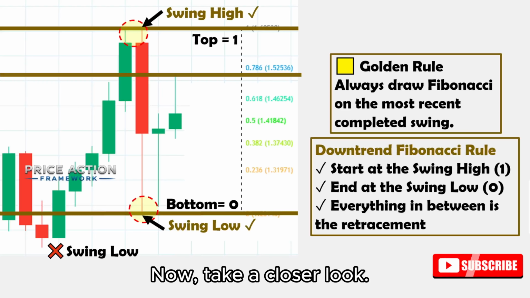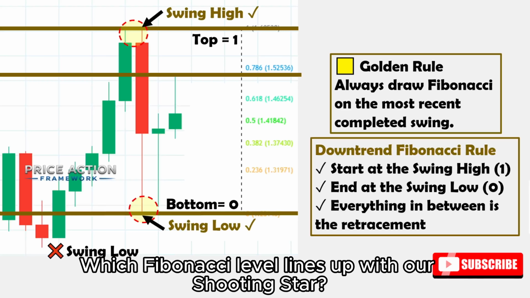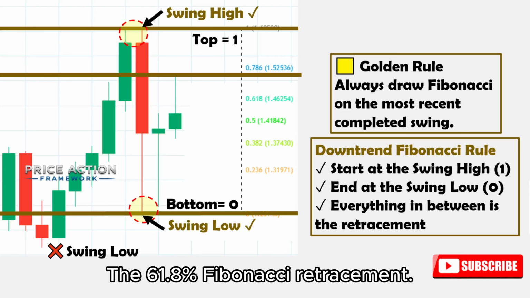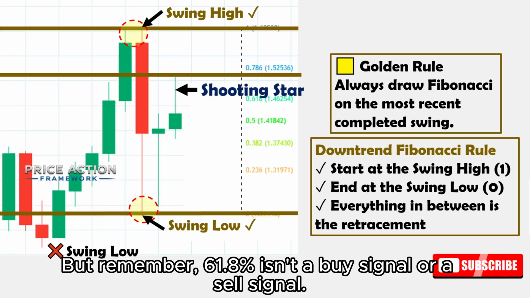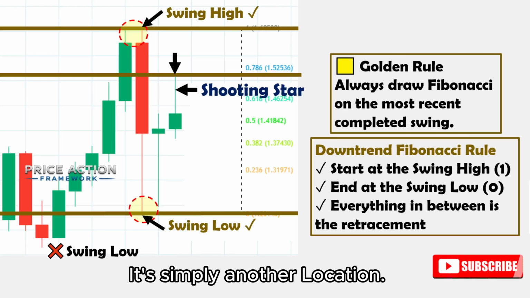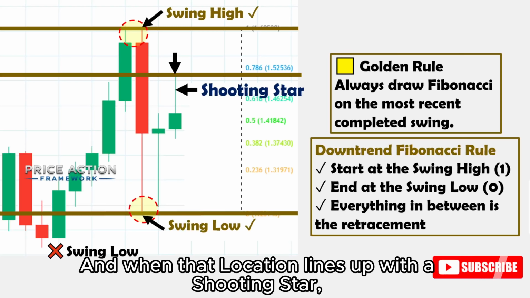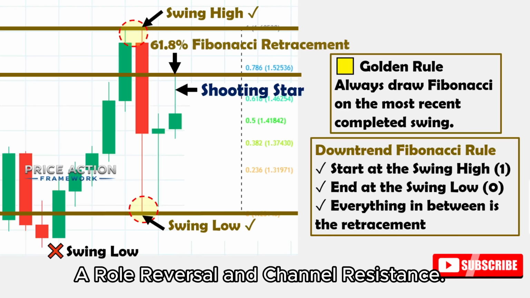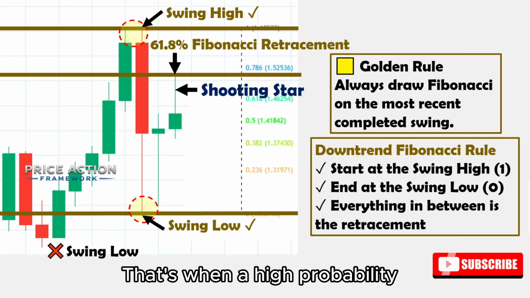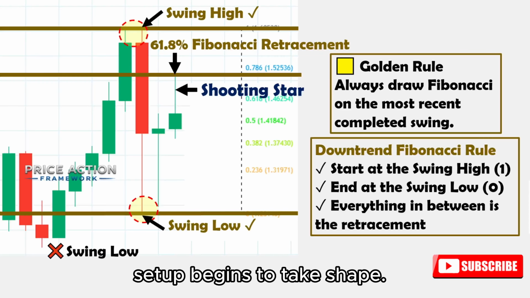Now, take a closer look. Which Fibonacci level lines up with our shooting star? The 61.8% Fibonacci retracement. But remember, 61.8% isn't a buy signal or a sell signal. It's simply another location. And when that location lines up with a shooting star, a role reversal, and channel resistance, that's when a high probability setup begins to take shape.